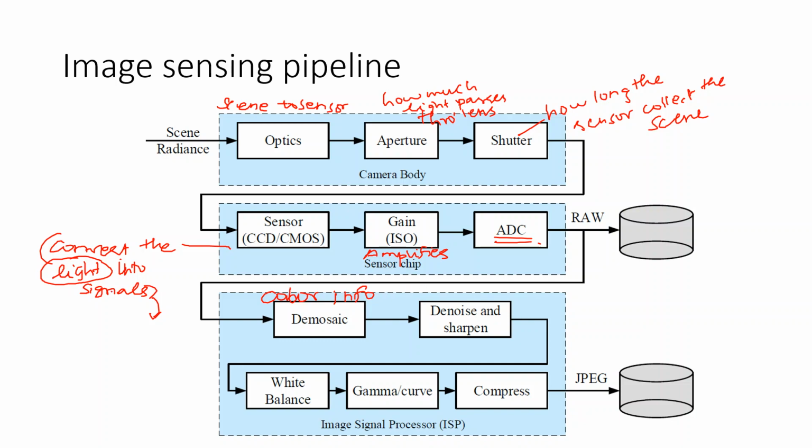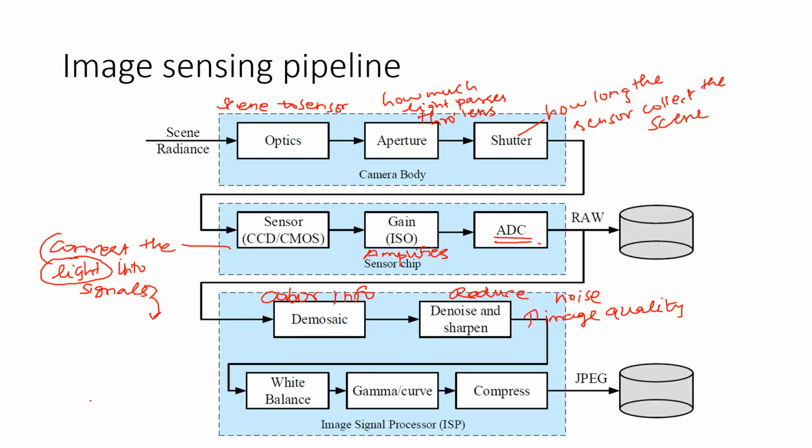Then denoise and sharpen. Denoise means it will reduce the noise. Noise means something related to bad quality. So it reduces the noise and increases the image quality.